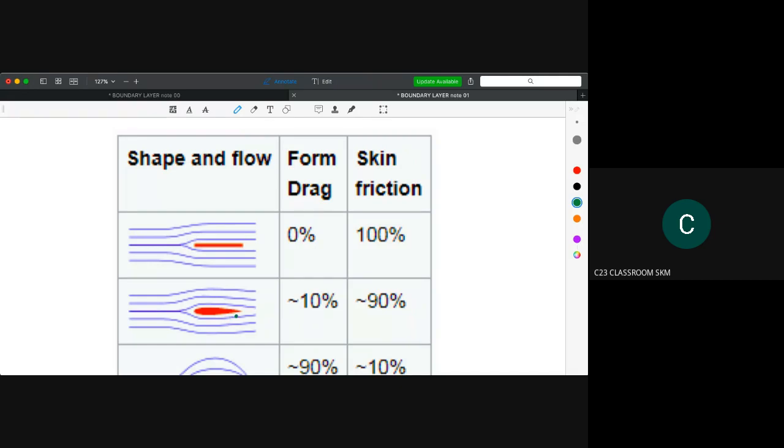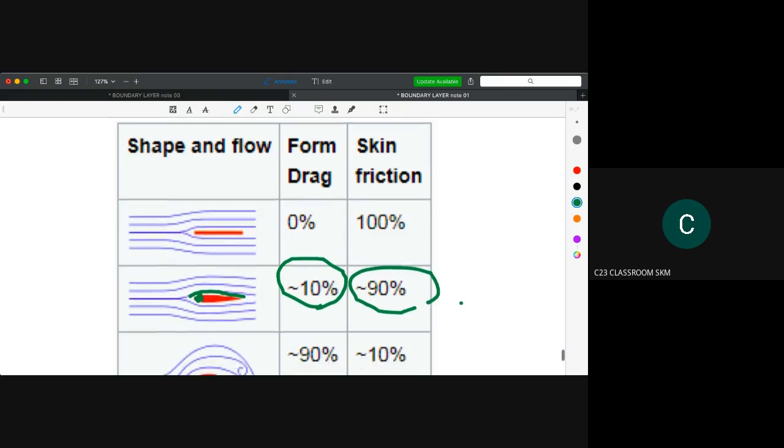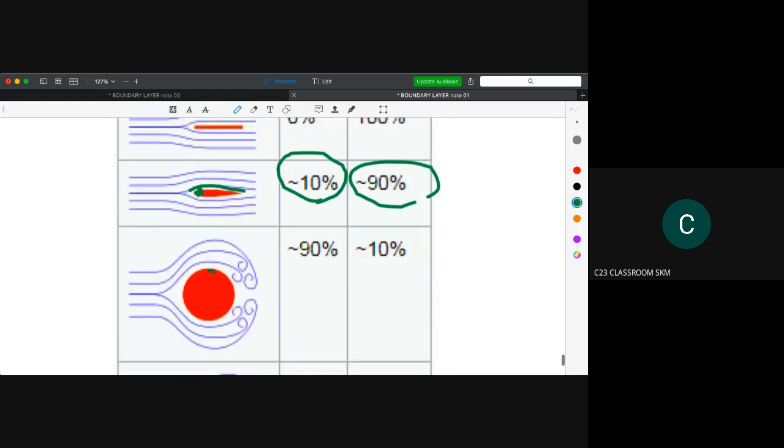For example, the aerofoil like this one. You know the aerofoil has a streamlined shape, meaning a shape that gives less resistance. So you will find that the form drag here, the resistance because of its thickness, is around 10%, and the resistance that occurs on the skin here is 90%. And for a cylinder like this one, the drag force that occurs according to the resistance of the front end is very high. It is 90%, but the skin friction is 10%.